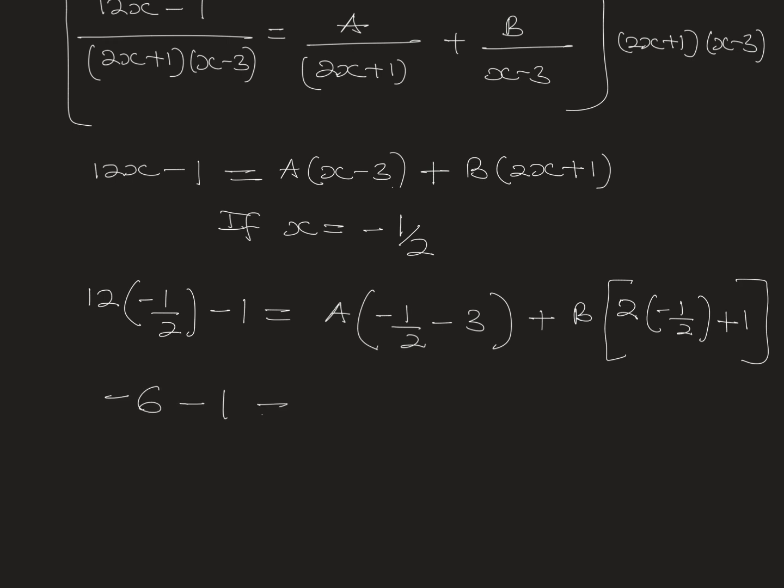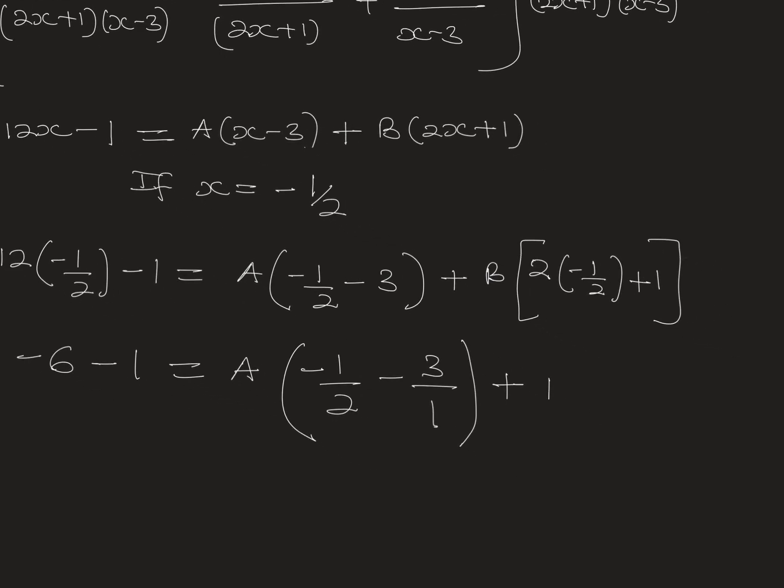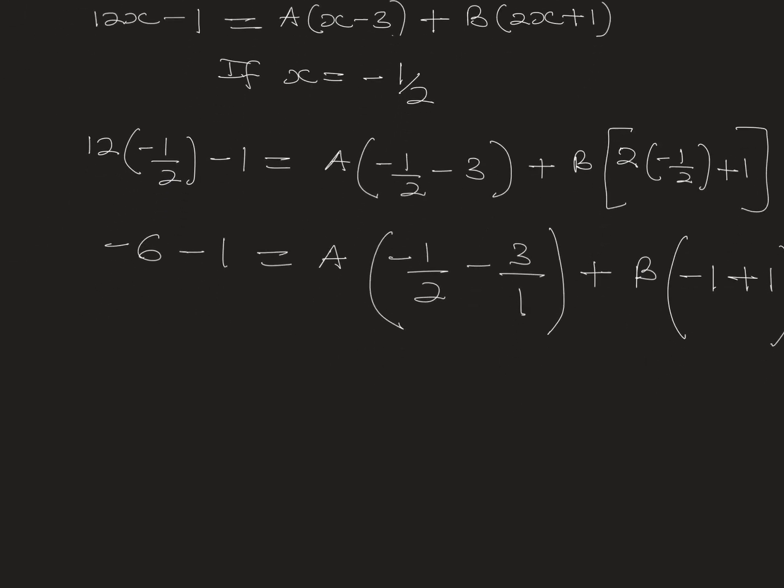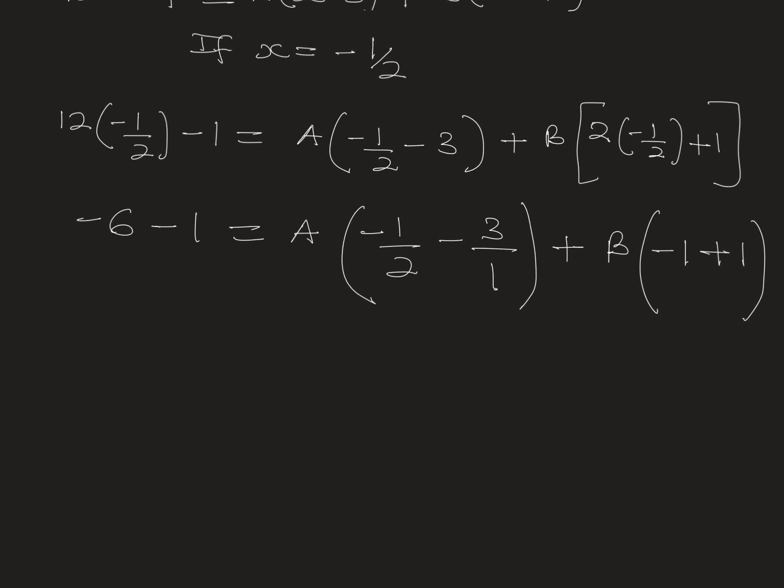Minus 1 is equal to a into, let's say, minus 1 over 2 minus 3 over 1, right? Plus b into 2 into 2 is 1. 1 times negative 1 is negative 1. Then plus 1. So negative 6, negative 1 is negative 7.